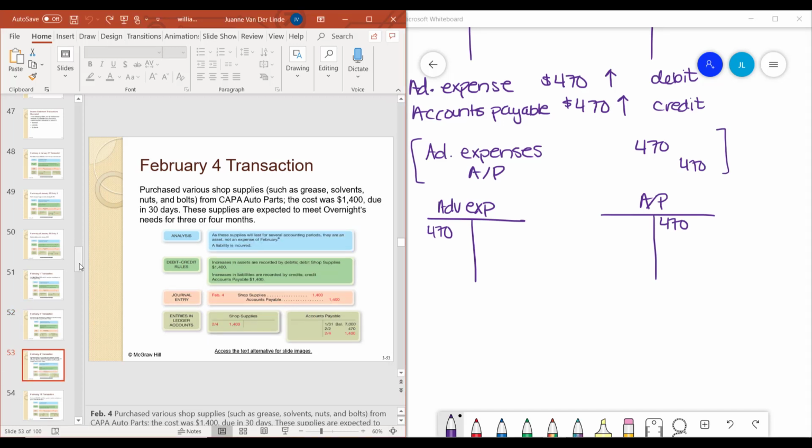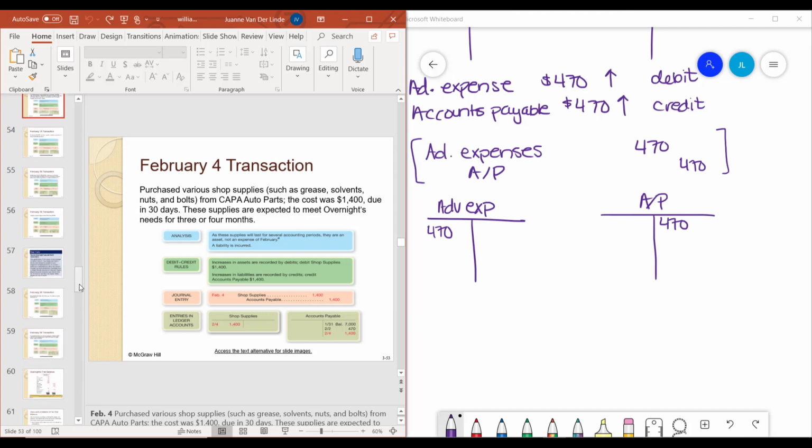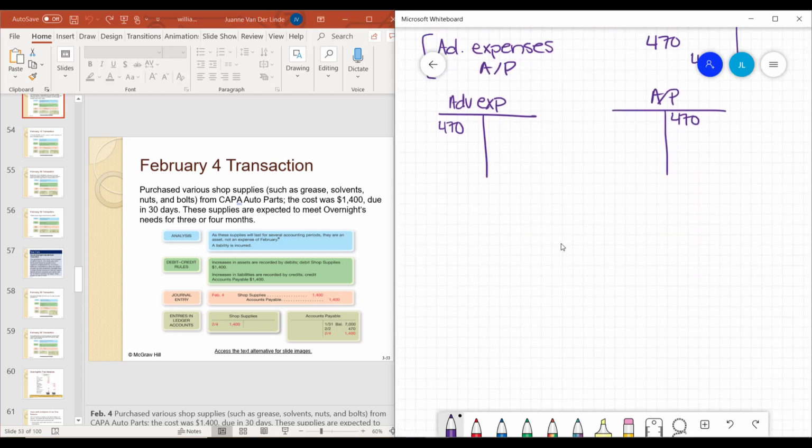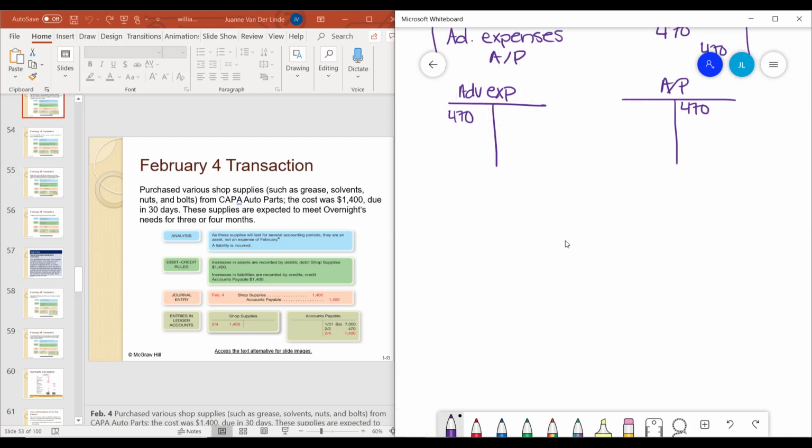All right. Let's see what the next one is. Purchased various shop supplies such as grease, solvents, nuts and bolts from Kappa Auto Parts. The cost was $1,400, due in 30 days. These supplies are expected to meet overnight needs for 3 or 4 months. Okay, so they're not using the supplies up necessarily right away.